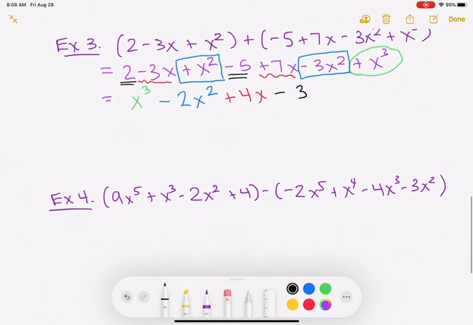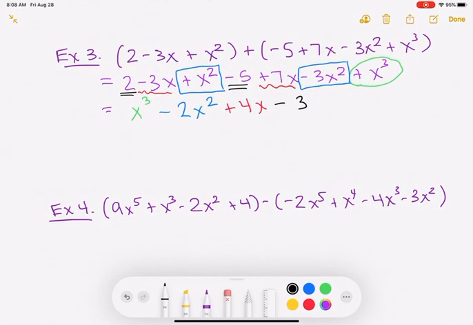Example 4. This is going to be our last one. Now in example 3, those parentheses didn't make a difference. Now when you look at them in example 4, what do you think? Does it matter? Look closely. It does make a difference. Why does it make a difference in this one?